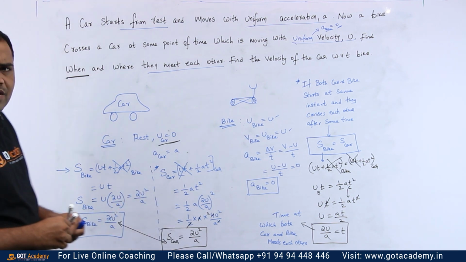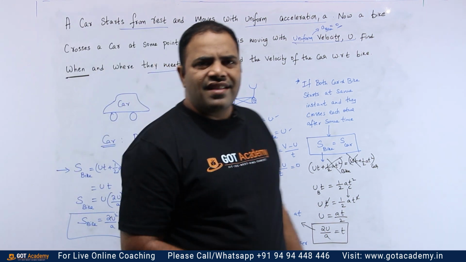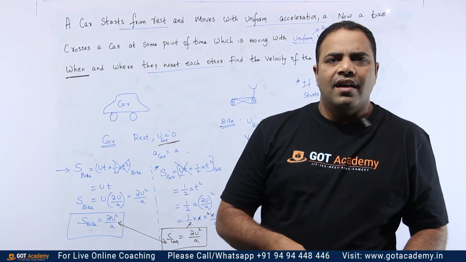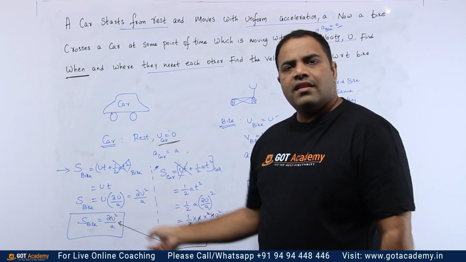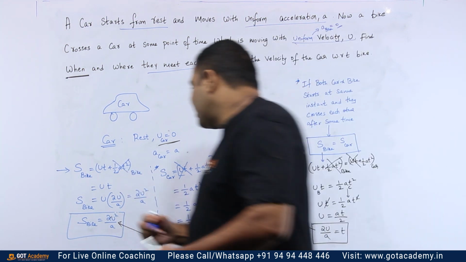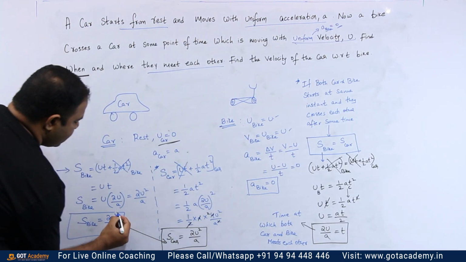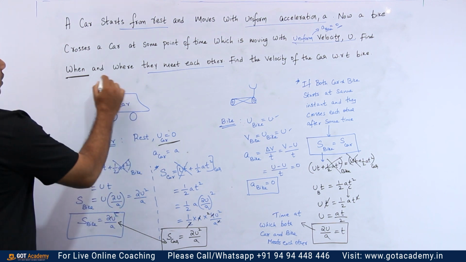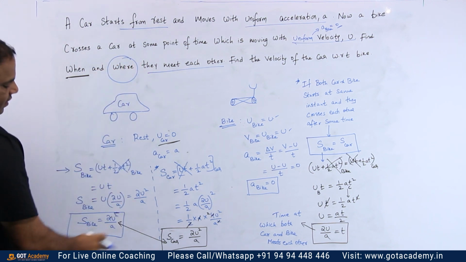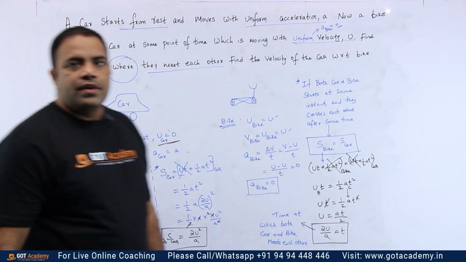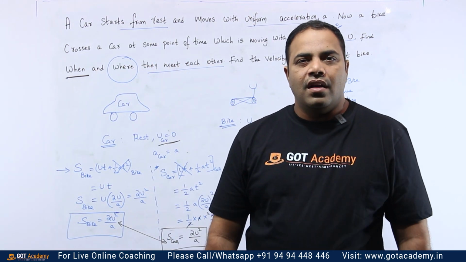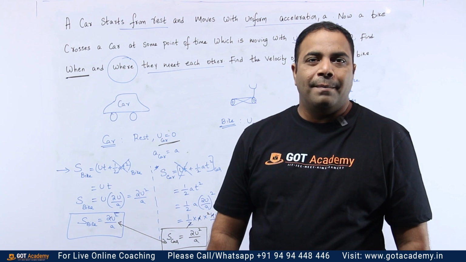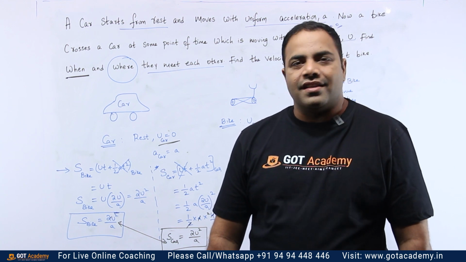So, in both the cases, you got the same answer. That's what I am telling. That is the magical. You can use any formula. But because previously we mentioned both the distances are equal, now also you get the equal value. Isn't it? So, the distance, or the answer to where they meet each other, is nothing but 2u square by a. Both bike and car will meet each other or will cross each other.